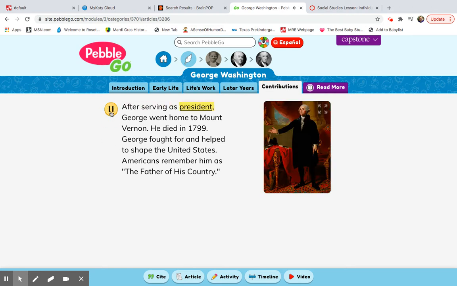After serving as president, George went home to Mount Vernon. He died in 1799. George fought for and helped to shape the United States. Americans remember him as the father of his country. Alrighty, so he was also a founding father.